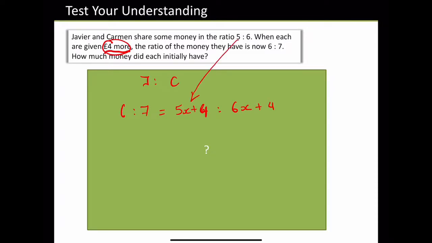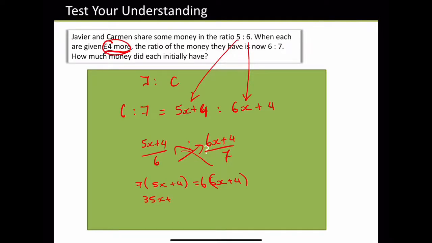Okay, that 5x is from here, that 6x is from that. And plus 4 because they both get plus 4. So simply (5x plus 4) divided by 6, and (6x plus 4) divided by 7. Cross multiply. 7 lots of, don't forget to put your brackets. So they got 35x plus 28 equals 36x plus 24. Collect like terms. I'm going to get rid of that minus 35x. So x equals 4.